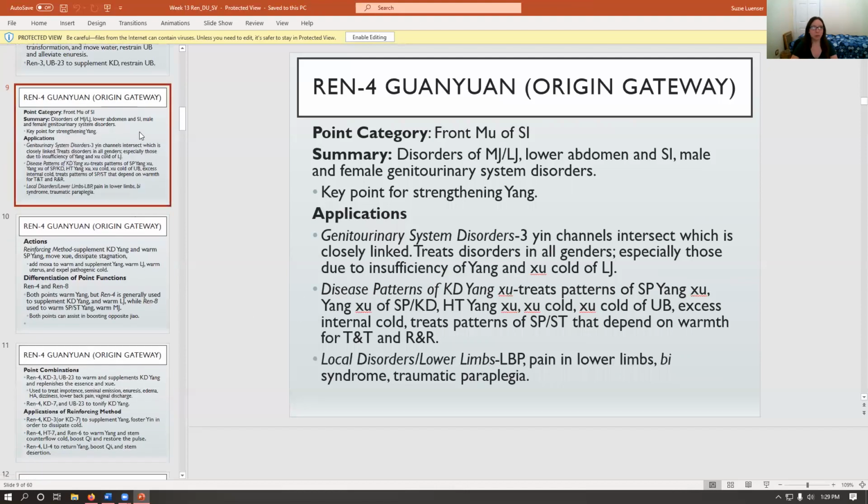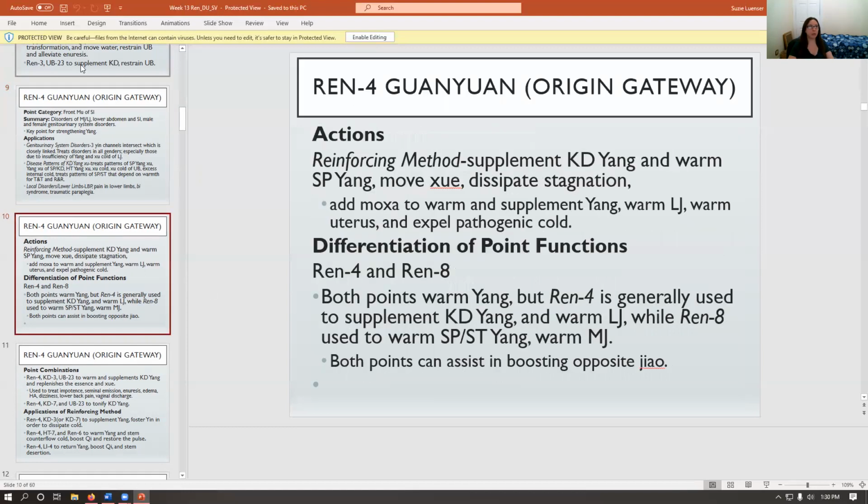Of course, when we're talking about yang, we're looking at specifically the kidney. So definitely disease patterns of kidney yang deficiency. We know that we can have some involvement with the spleen with that, maybe urinary bladder, maybe the spleen stomach. We can use it for all of those things.